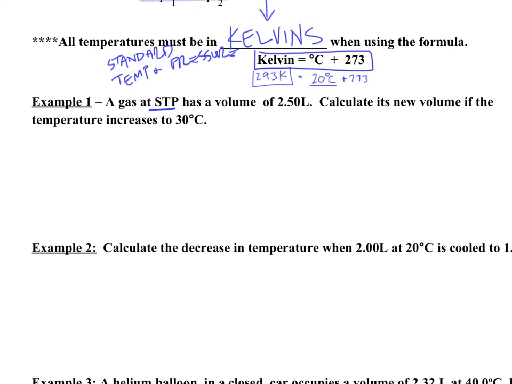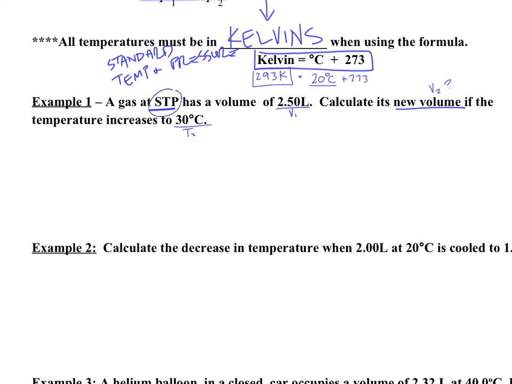So let's look at what we've got here. I've got a volume of 250 liters. So this is the initial volume, it's the starting volume, so I'm going to label that V1. I want to calculate the new volume. So it's telling you that you need to calculate V2. So V2 is unknown. It says the temperature is increasing to 30 degrees Celsius. So this is telling you it is increasing, which means this is the new temperature. So that has to be T2. So what I need to figure out is, what is T1? T1's not given to me here.